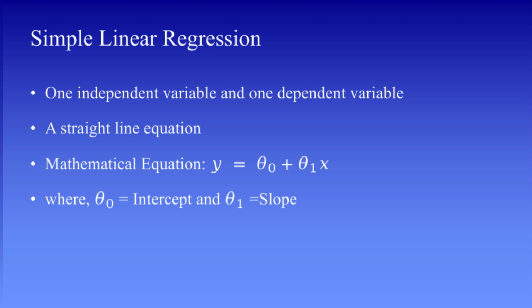Now let's understand this with a simple example. Suppose we want to predict a student's marks based on the number of hours they study. Here, study hours become the independent variable, and marks become the dependent variable. If we plot this data, we may observe that as the number of study hours increases, the marks also tend to increase. Simple linear regression helps us draw a straight line that best represents this relationship.